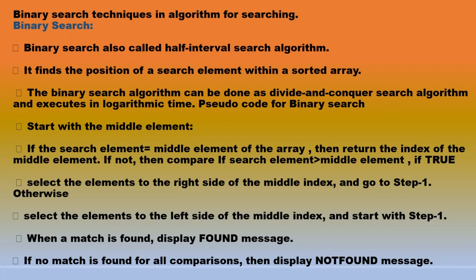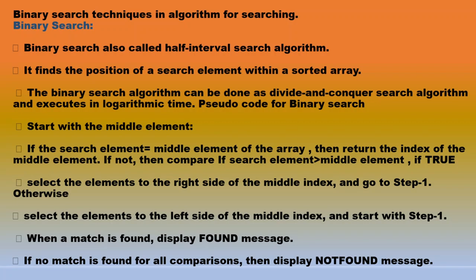So here we have a pseudocode for the binary search. First we start with the middle element. If the search element is equal to the middle element of the array, then return the index of the middle element. If not, then compare if the search element is greater than the middle element. If true, select the elements to the right side of the middle index and go to step 1. Otherwise, select the elements to the left side of the middle index and start with step 1.